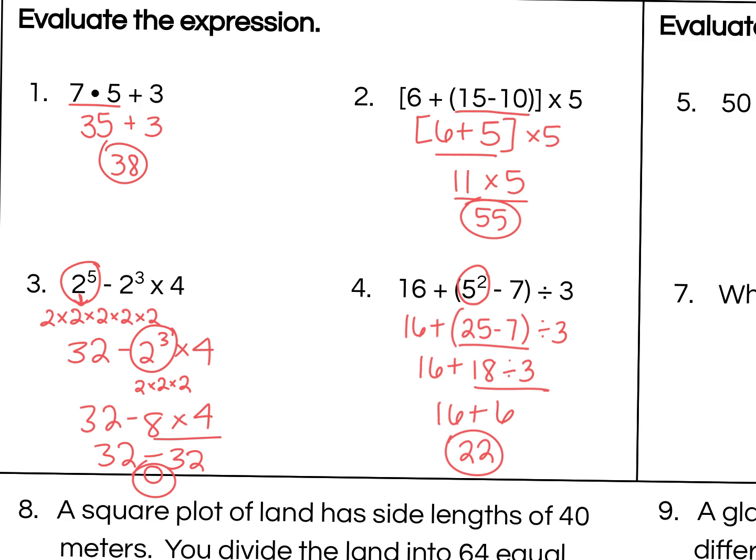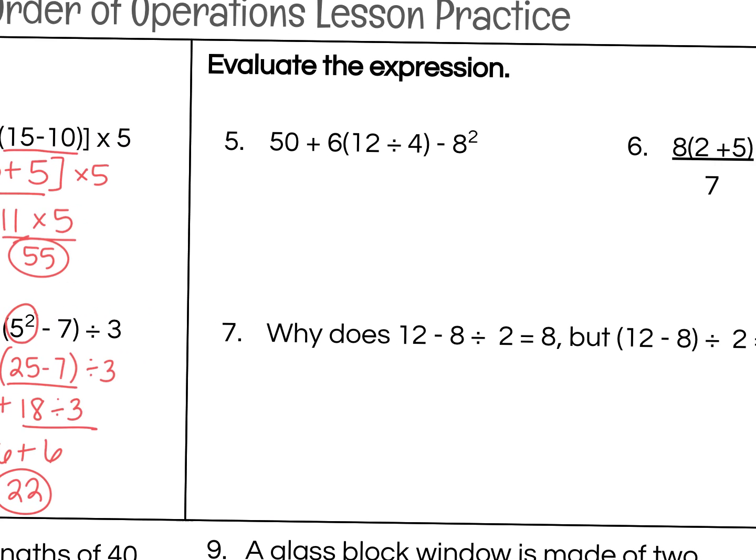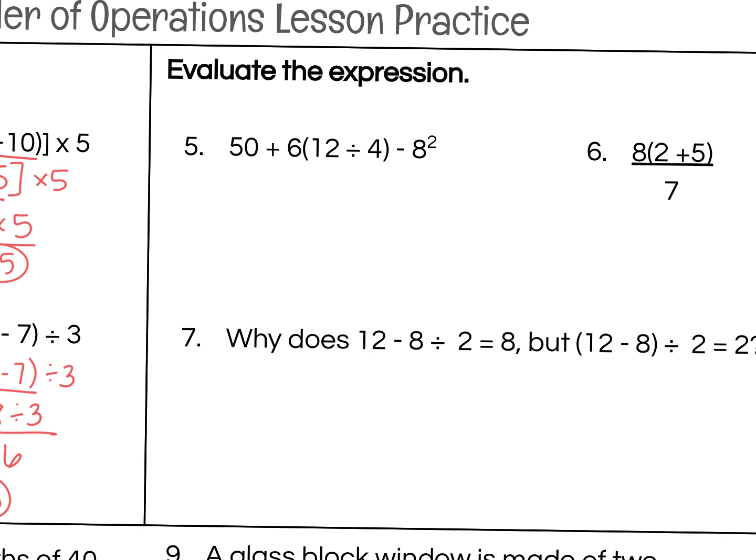5, 6. We'll see how far we get. We'll do as much as we can. So number 5, this is just like the one Cooper was asking about. First thing I want to do is solve what's inside parentheses.